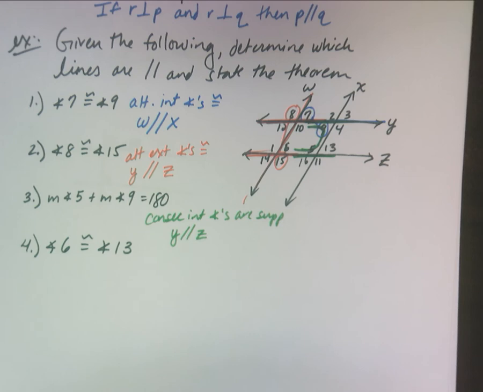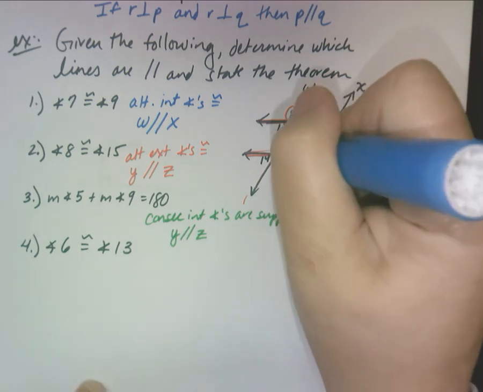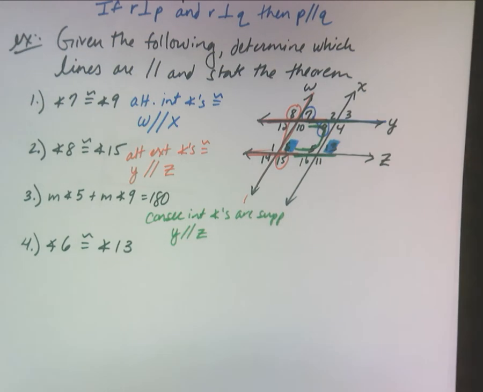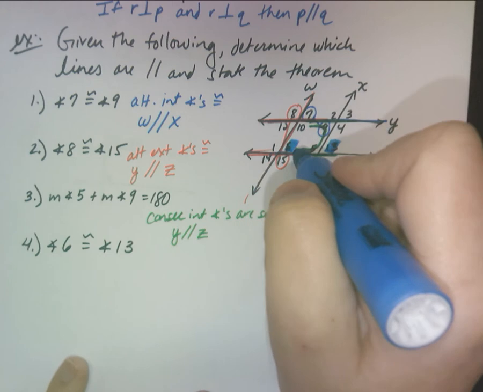And then last but not least, 6 and 13. Let me see if I can get a highlighter here to get this a little better. 6 and 13. Oh, those are that F shape. Here would be the transversal.